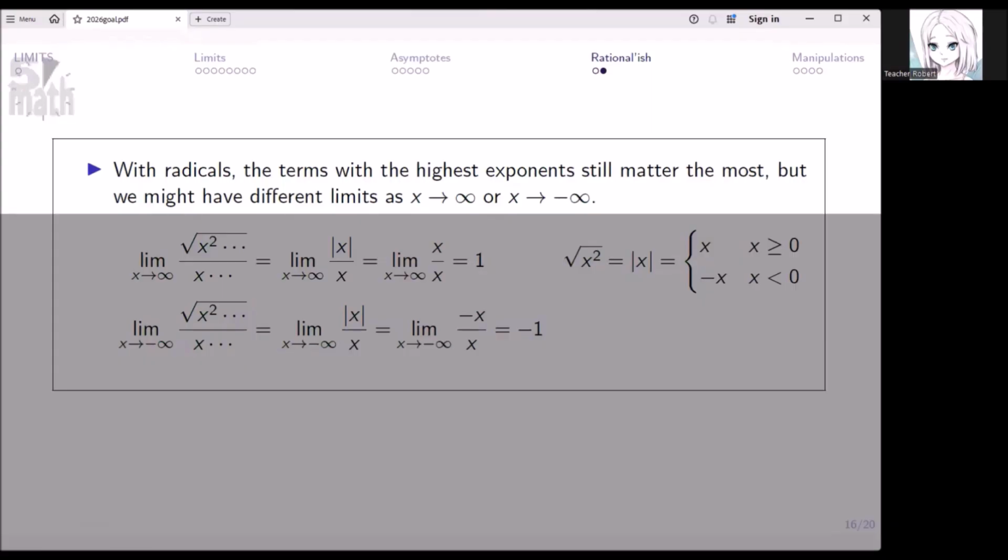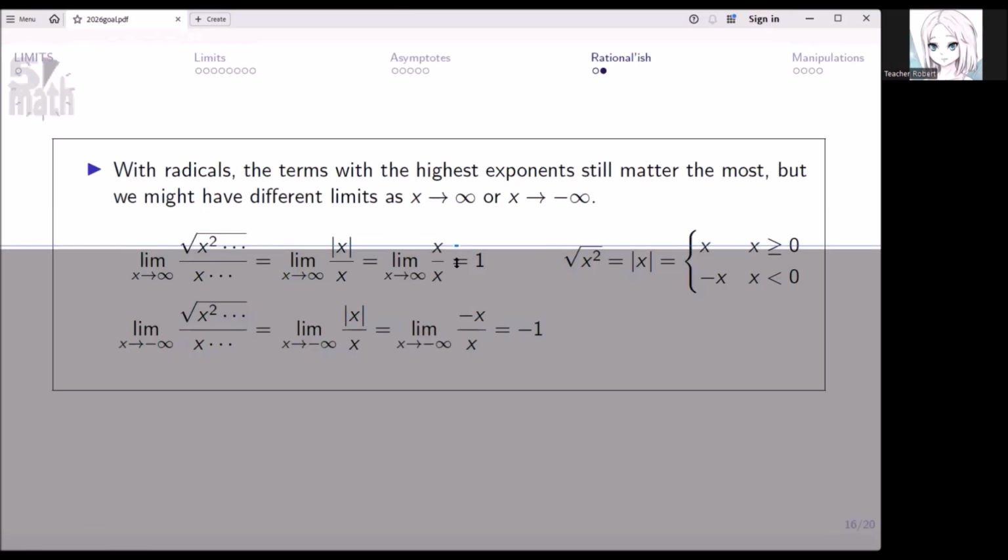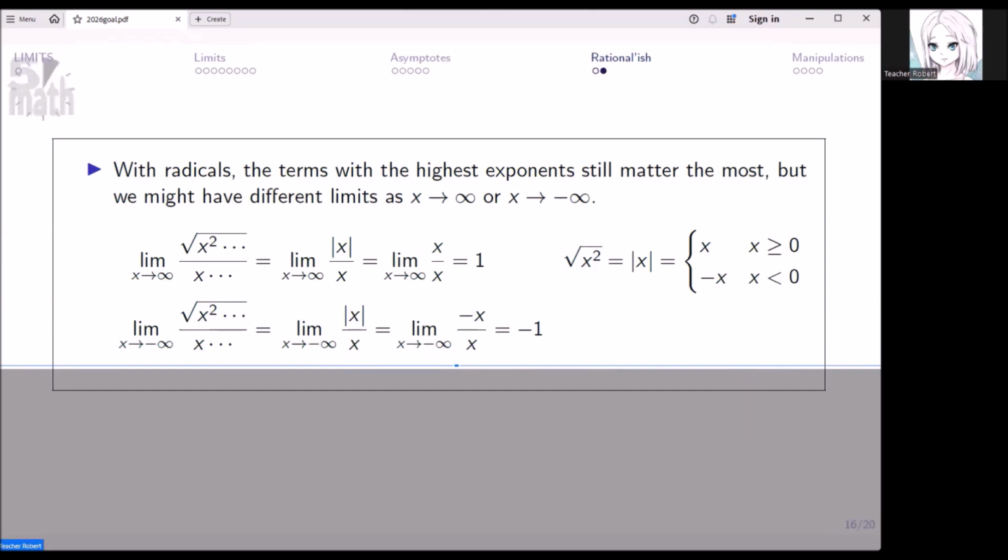With radicals, the terms with the highest exponents still matter the most, but we might have different limits as x approaches infinity or x approaches minus infinity. We have the following.